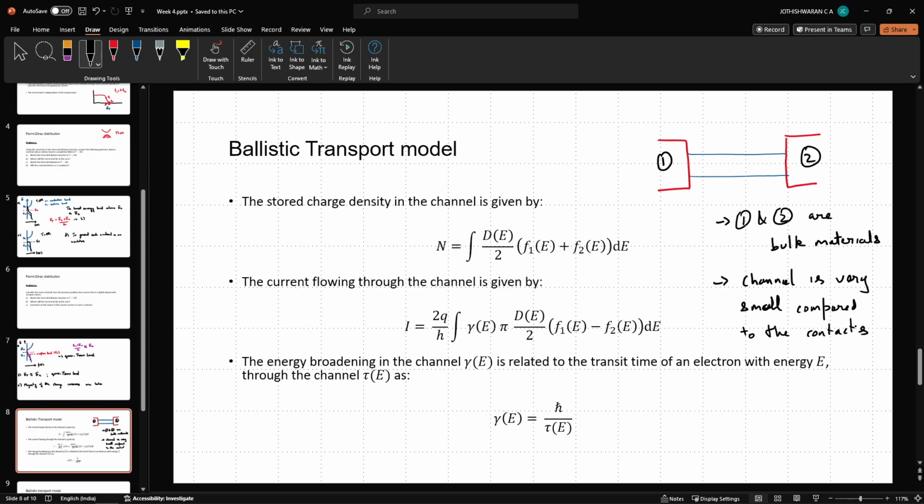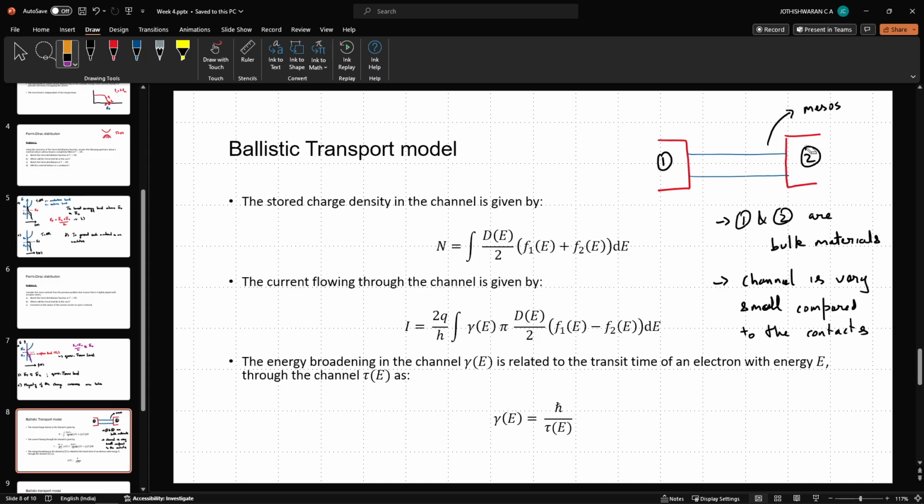Now we are going to study the conduction of electrons in such a system where we have two bulk contacts and a channel which is very small. These channels, of course, this is a ballistic channel, but in terms of their length, these fall under what is called the mesoscopic category. So these are mesoscopic channels. What does mesoscopic mean? Mesoscopic is like sub-microscopic.